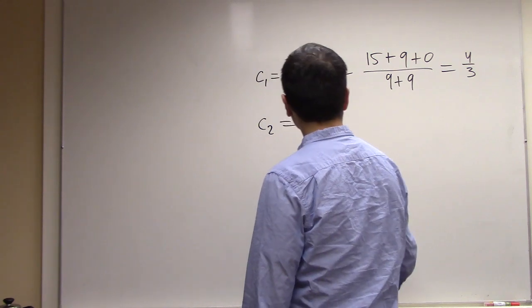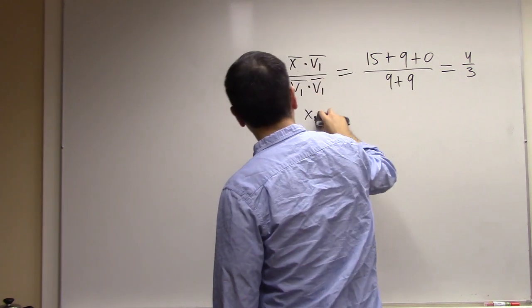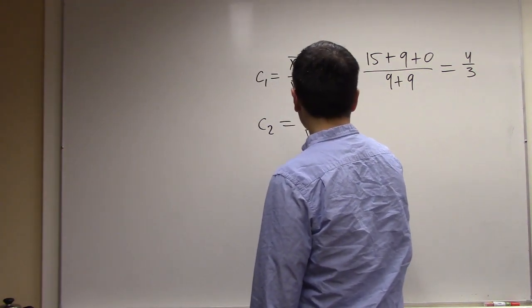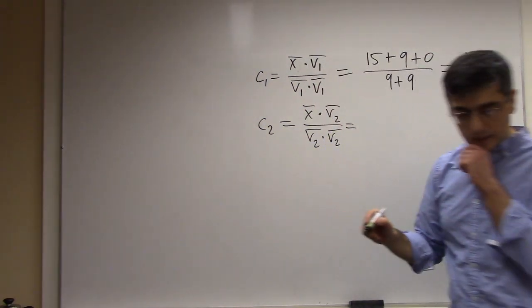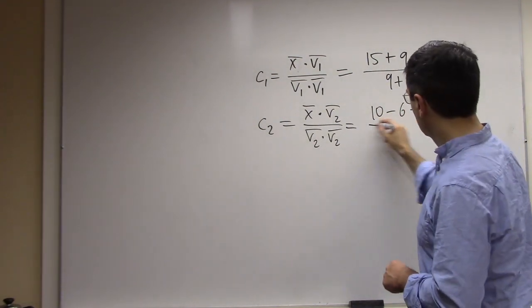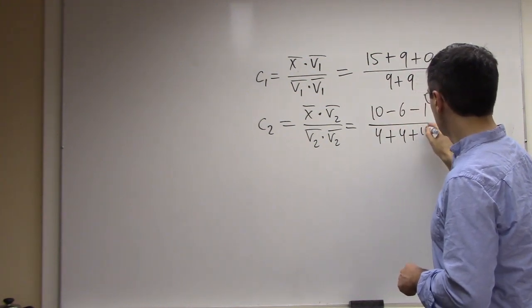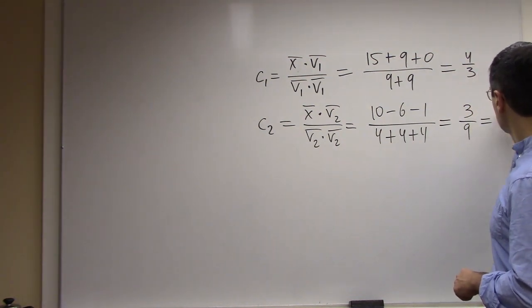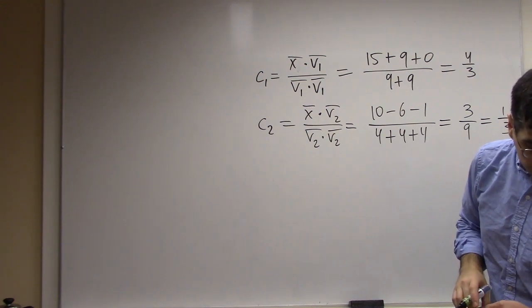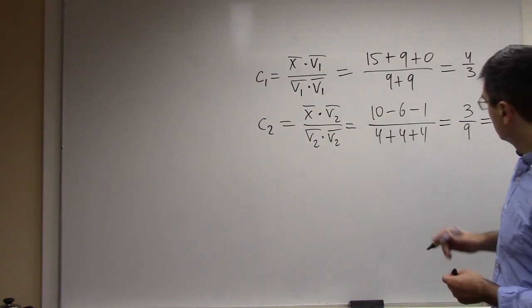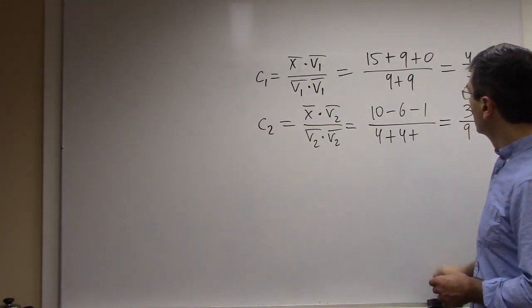C2 is not x1, it's just x dot v2 over v2 dot v2, and this is equal to 10 minus 6 minus 1 over 4 plus 4 plus 4, and this is equal to 3 over 9, 1/3. This is not 4, this is 1.